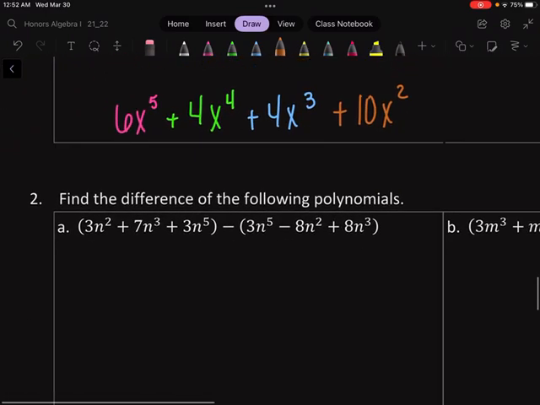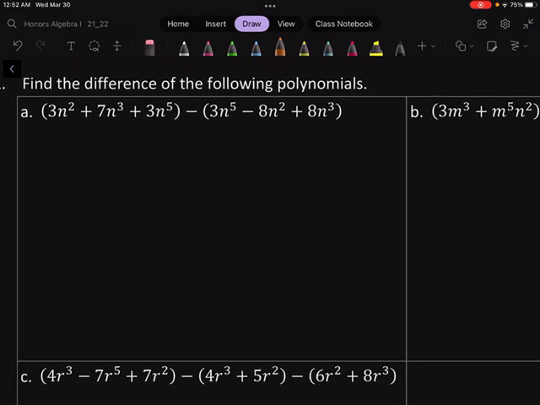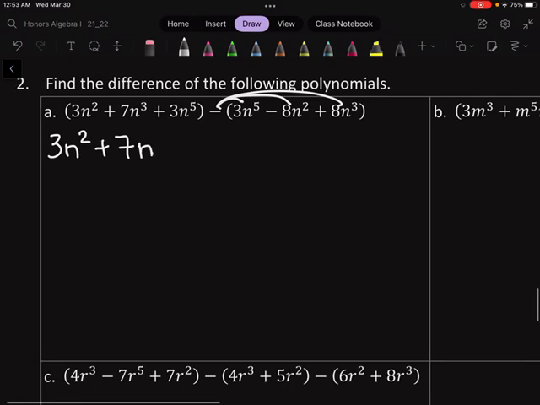Now we're going to find the difference of the following polynomials. So the only difference here, no pun intended, is that we must distribute this negative to everything on the inside of the second polynomial. Now, is it necessary for you to show this distribution?